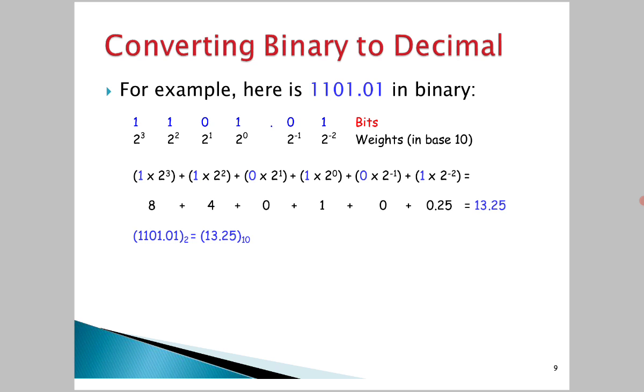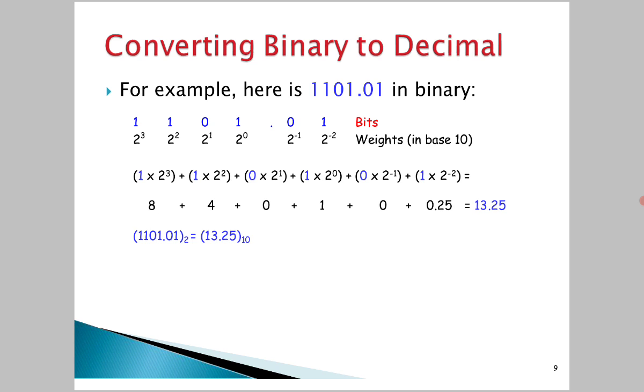So first, write the binary digits separated by spaces, that is 1 1 0 1 . 0 1. So there are two parts, integer part and decimal part. Integer part means the left side of the decimal symbol. So every number has two parts, integer part and decimal part. What is the integer part? The integer part is the number which resides on the left side of the decimal symbol, and the number which resides on the right side of the decimal symbol is called the decimal part.